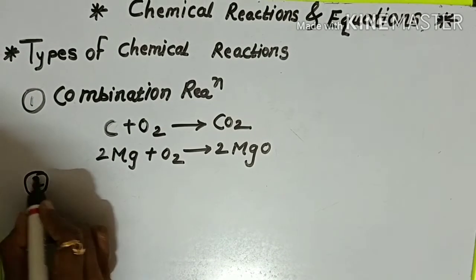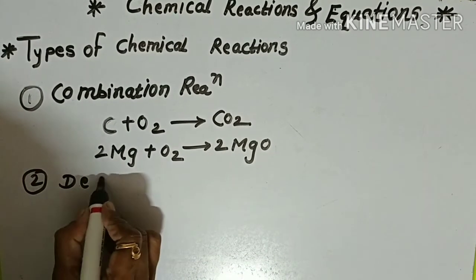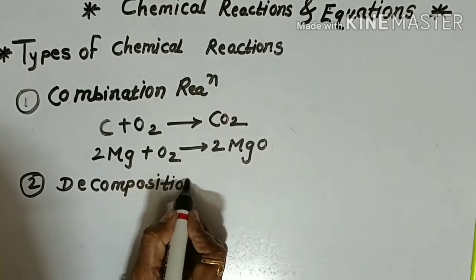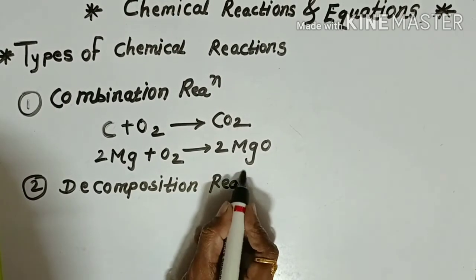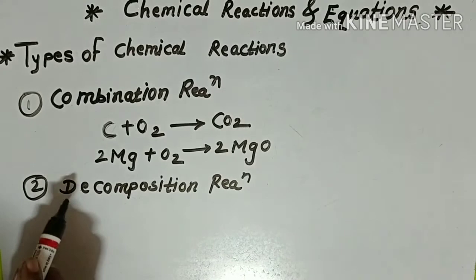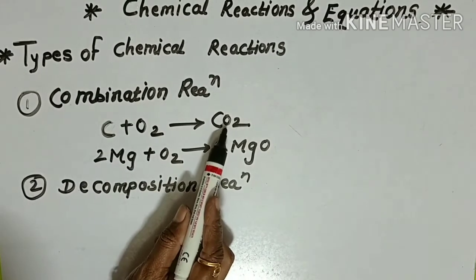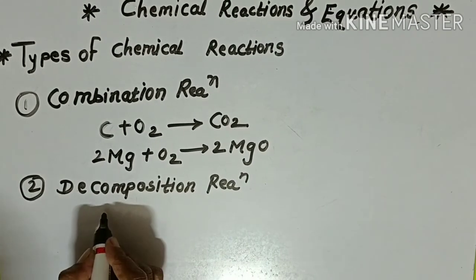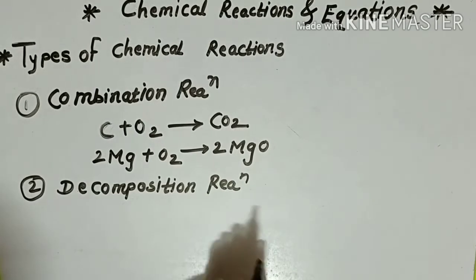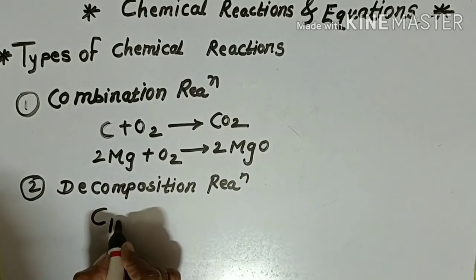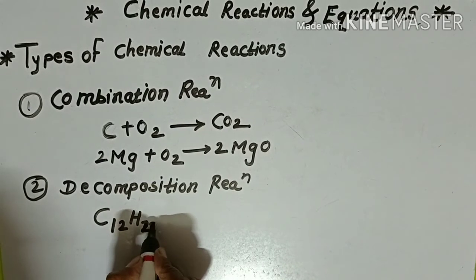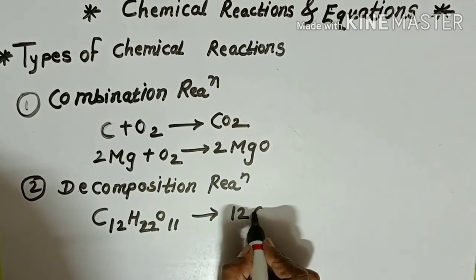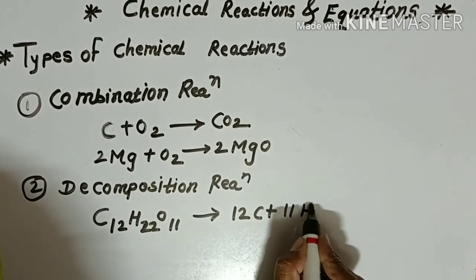Now the second one is the decomposition reaction. So what is meant by decomposition reaction? It is the opposite of the combination reaction. There, two reactants give one product. In the decomposition reaction, one reactant gives two or more products. See here, C12H22O11 gives 12C plus 11H2O.